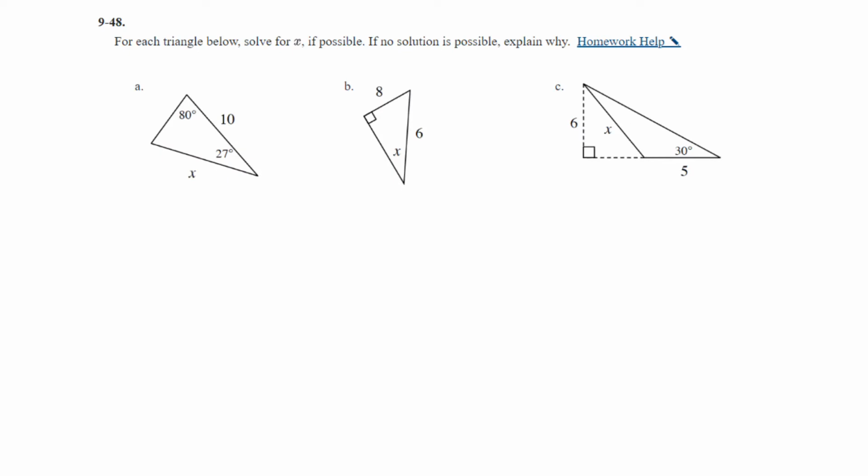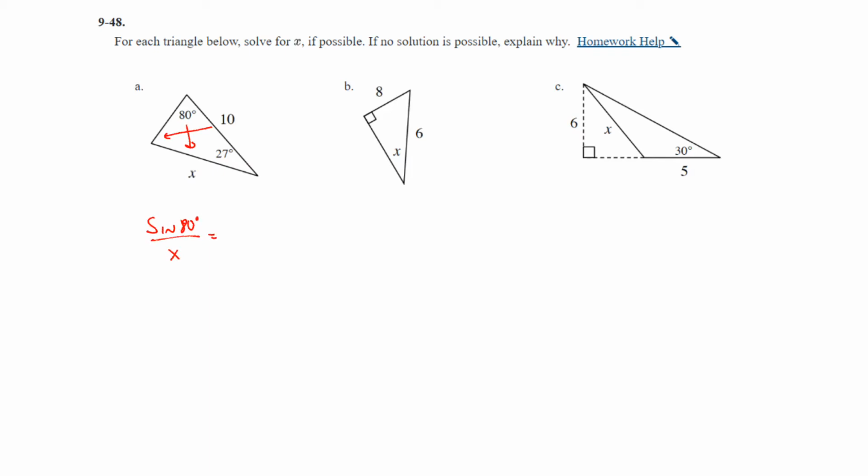Question 48, for each triangle below, solve for x. If possible, if no solution is possible, explain why. So we're looking for the value of x. This is not a right triangle, so we're going to have to use our law of sines and cosines. On this one, we can use our law of sines. We can say sine of 80 degrees, since that's the length we're looking for, is across from x. And we can use the length of 10, but we need this angle right here.